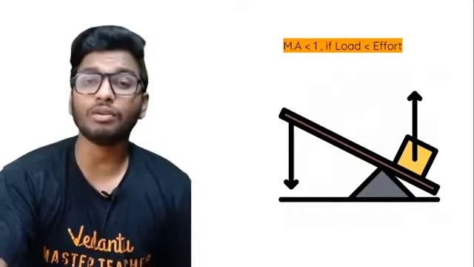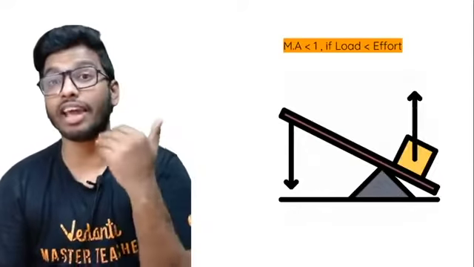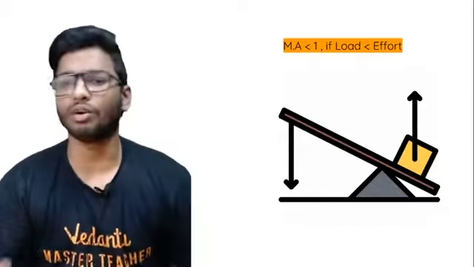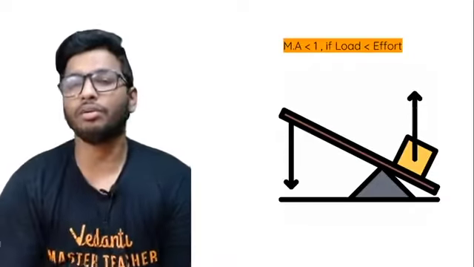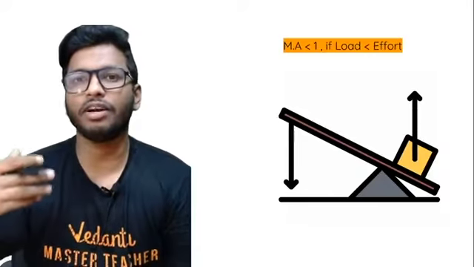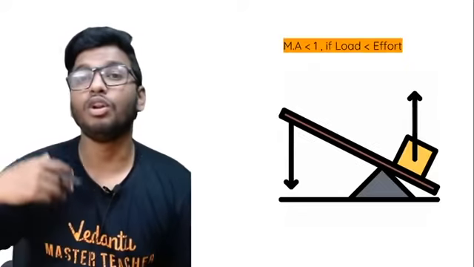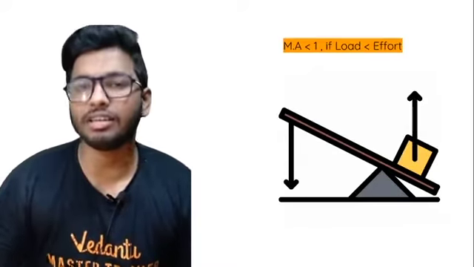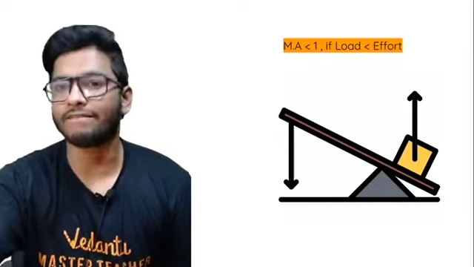If the mechanical advantage is less than 1, then the load is less than the effort, or the effort is greater than the load. For example, in the case of a lever, whatever force you apply, whatever effort you put, gets multiplied. So the load, or the resistive force, would be much lesser compared to the effort that you put on it.